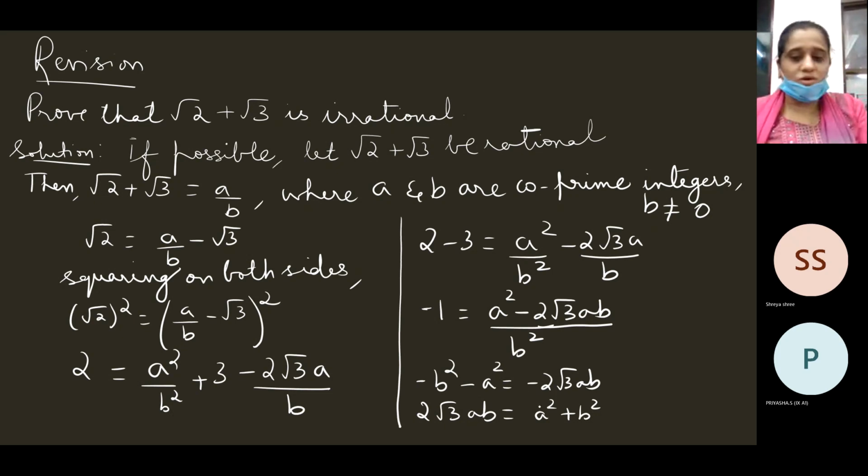Am I right so far? Okay, now you can change the signs throughout, or I'm just transposing again, RHS to LHS, LHS to RHS. When minus 2 root 3 ab comes to the left hand side, it becomes positive. Minus b square minus a square becomes positive when you take it to the right hand side. Now root 3 is equal to a square plus b square by 2ab, correct? Root 3 is equal to a square plus b square by 2ab. Is that right? Okay. Root 3 is equal to a square plus b square by 2ab.